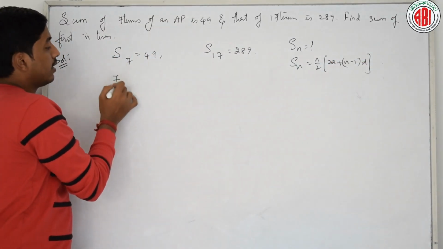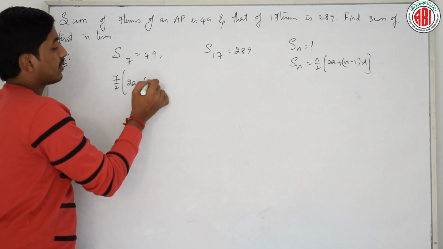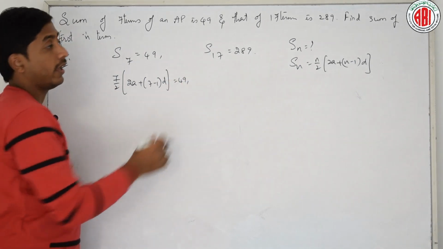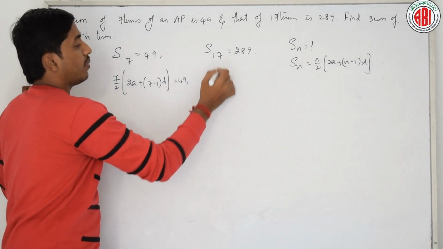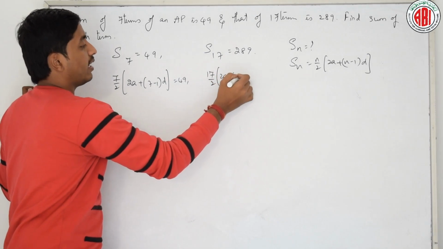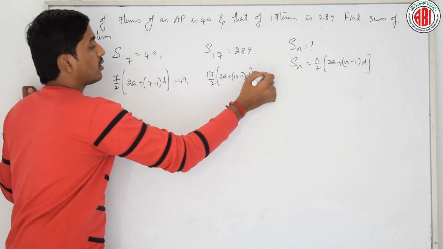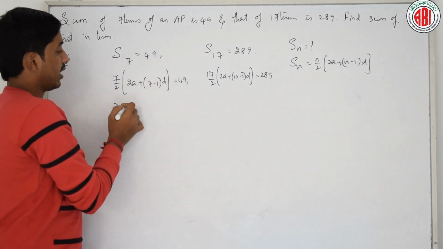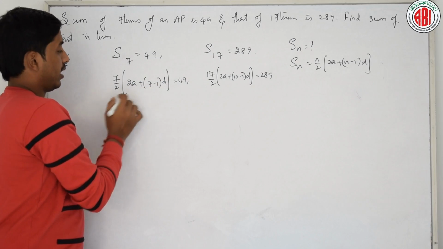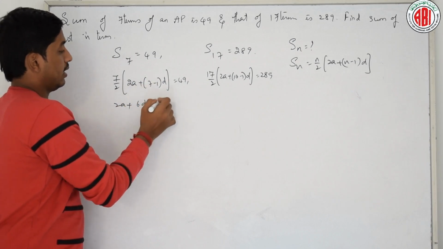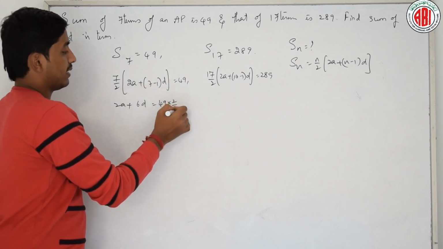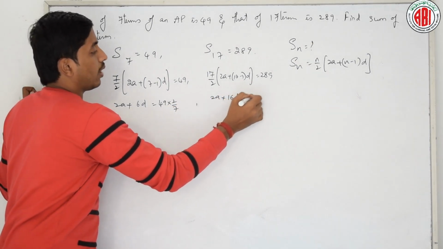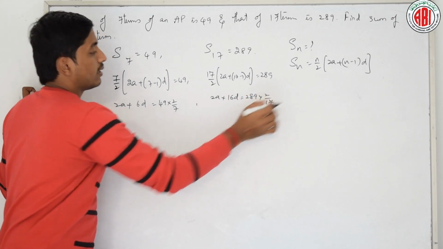S7 is 7 by 2 into 2a plus (7 minus 1) into d, which is 49. Here, S17 is 17 by 2 into 2a plus (17 minus 1) into d, which is 289. Now let us send this 7 by 2 to that side. That will become 2a plus 6d equals 49 into 2 by 7. Here, 2a plus 16d is equal to 289 into 2 by 17.